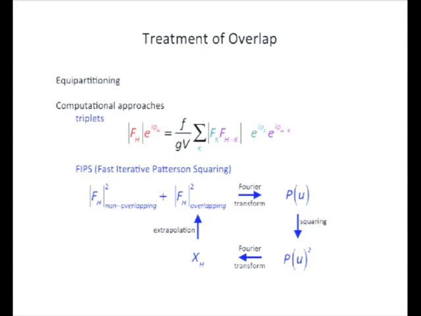And so what this method does is take the Patterson map and square it. Every pixel is squared, so you're really emphasizing the strong peaks, de-emphasizing the weaker peaks, which may be noise. You then do a Fourier transform of this modified Patterson map. You get new Fourier coefficients.